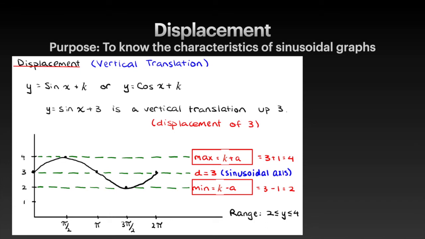And also notice the range has changed as well. As I translate 3 up, my range went from -1 up to 2 and +1 up to 4.